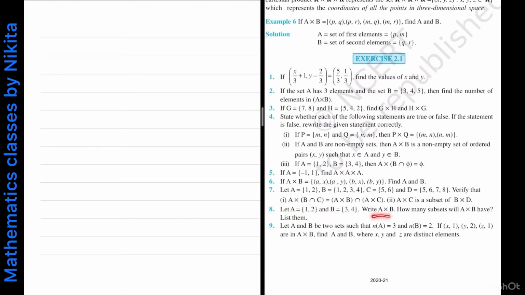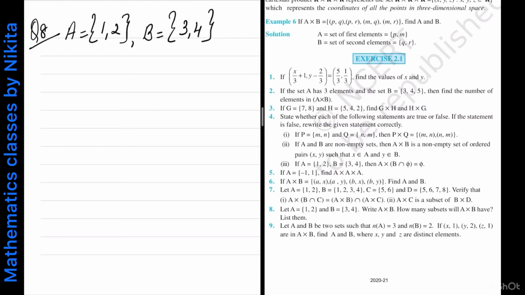You have to write A cross B, and how many subsets will A cross B have? You have to list them. So what is given to you? A and B. A is this set and B is this set. So first let us find what is A cross B. Now A has 2 elements, B has 2 elements, so A cross B will have 4 ordered pairs which are of this type: (1,3), (1,4), then (2,3), (2,4).